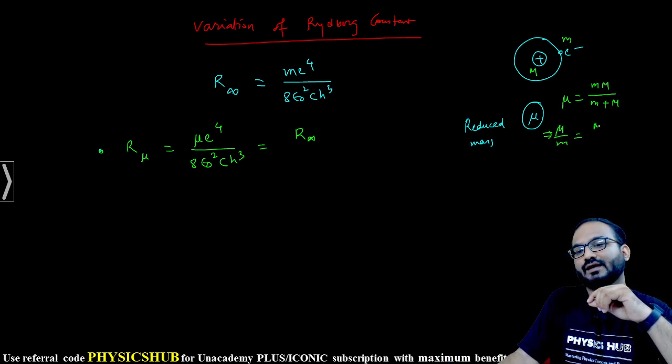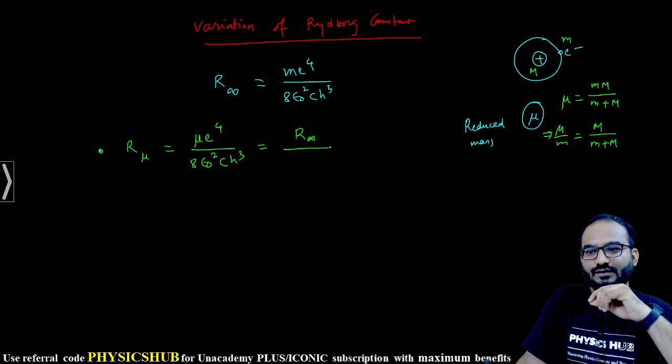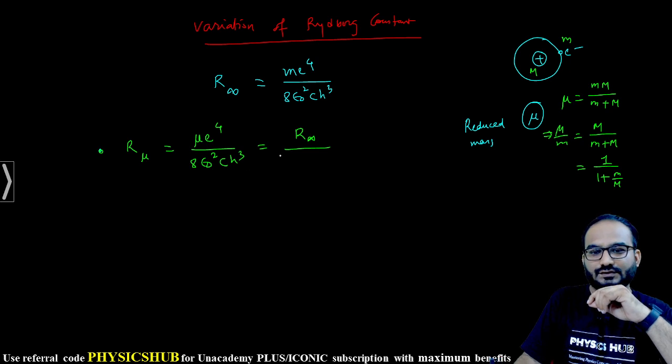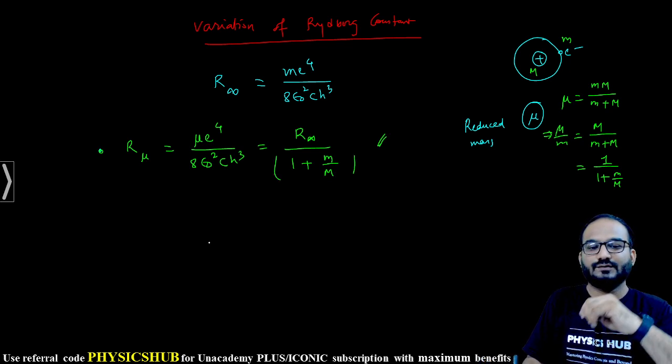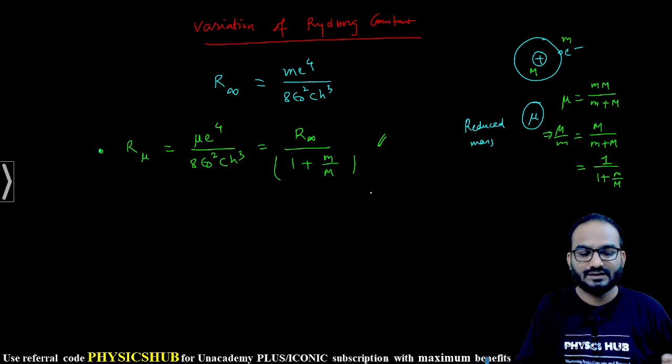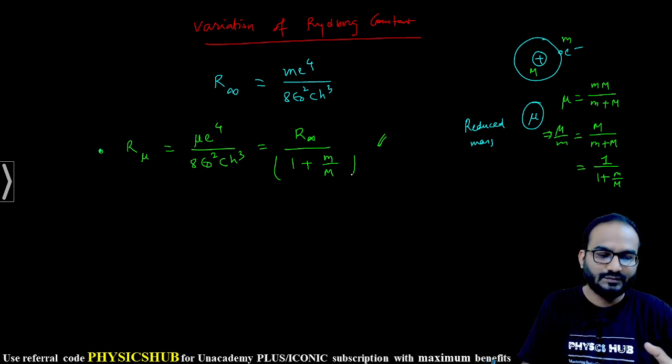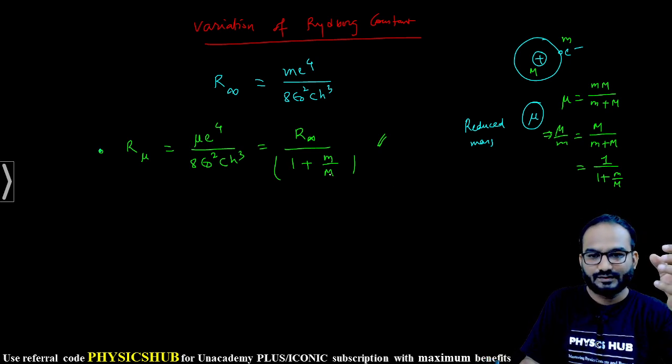So mu by m is capital M by small m plus capital M, and this can be written as 1 by 1 plus small m by capital M. So it is mu by m into m e to the power 4 by 8 epsilon naught square c h cube. So R infinity divided by 1 plus small m by capital M. This is a very important formula. It gives you how your Rydberg constant varies with the mass number. Capital M you can consider like mass number, because capital M is the mass of the nucleus.